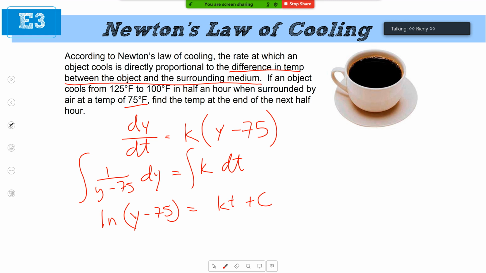I'm going to assume that you can take it from there. Do the e to the trick, split the C out in front, do the e to the C as C, and when everything is said and done, we get a value for C and can go from there. Notice we don't know what the starting temperature is here. That's one of the things you have to solve for.